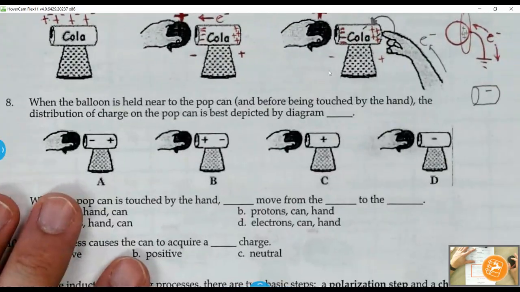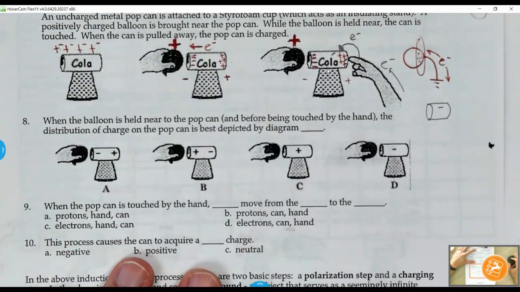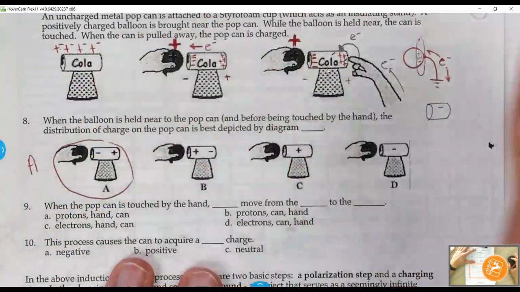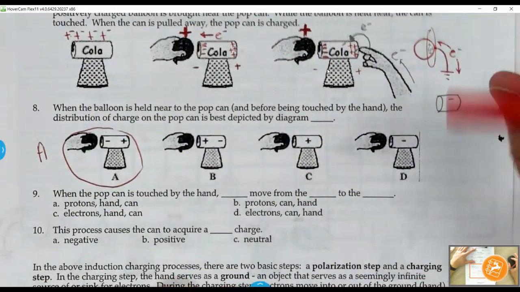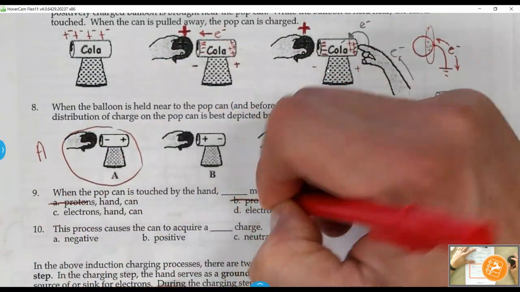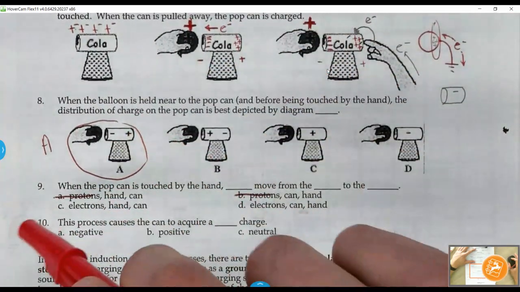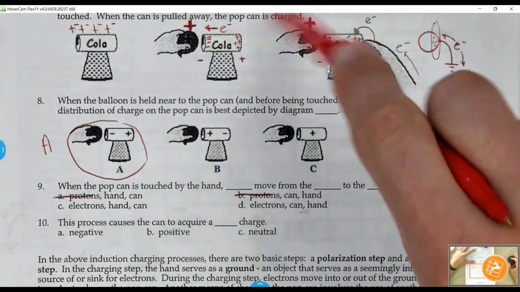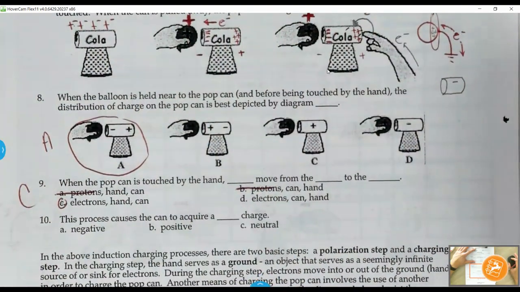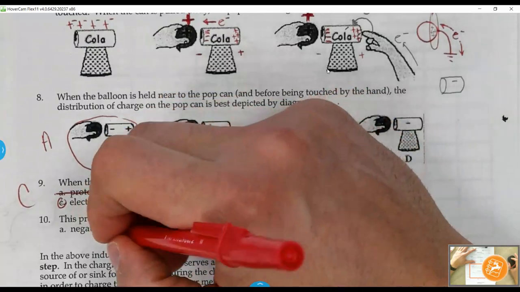So question 8 asks, what did the charge look like when we brought the positive balloon near it? Yep, good. A. Can protons move again? Nope. So A and B, goodbye. C and D. C, good. Electrons move from the hand to the can. This process required the can to get what kind of charge? Negative.